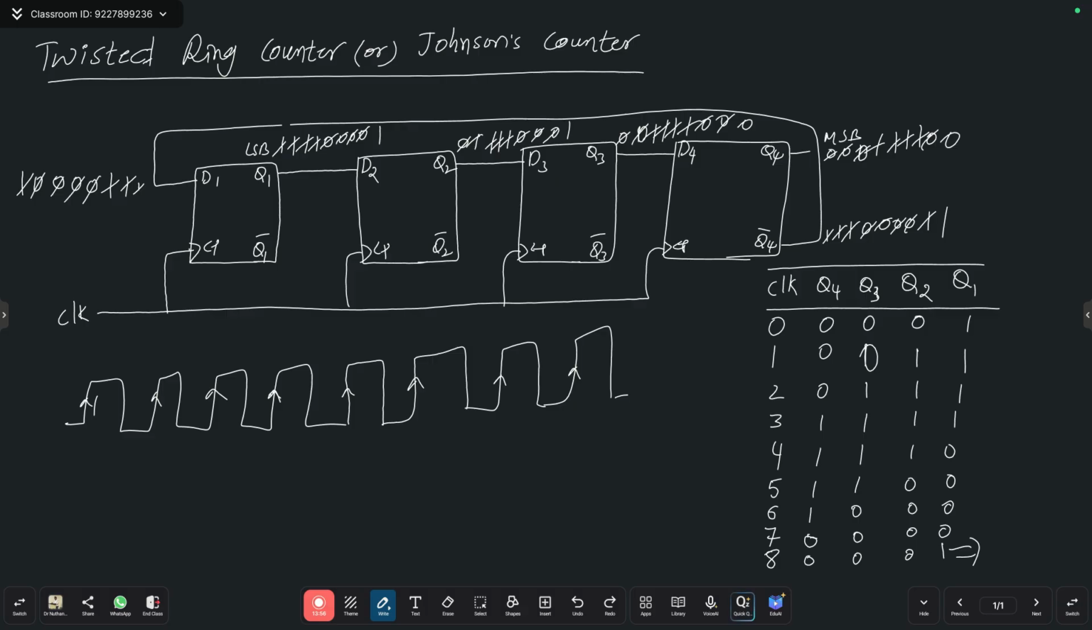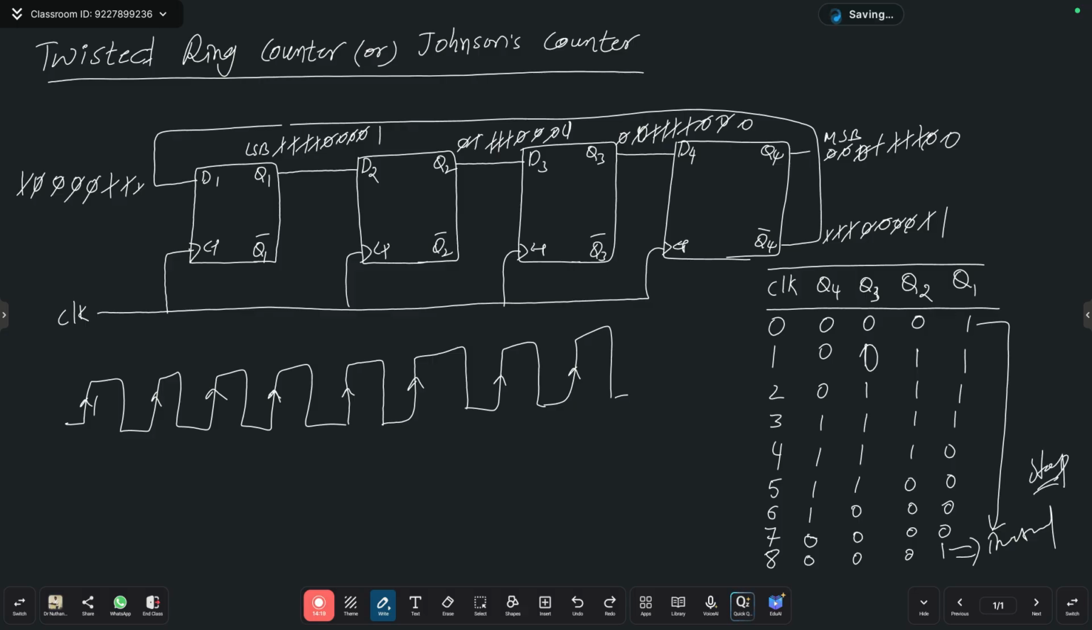So now it is equivalent to, huh? No, 0 will come. 0 will come. So now it is equal to the initial state. So it is going to stop the counter.